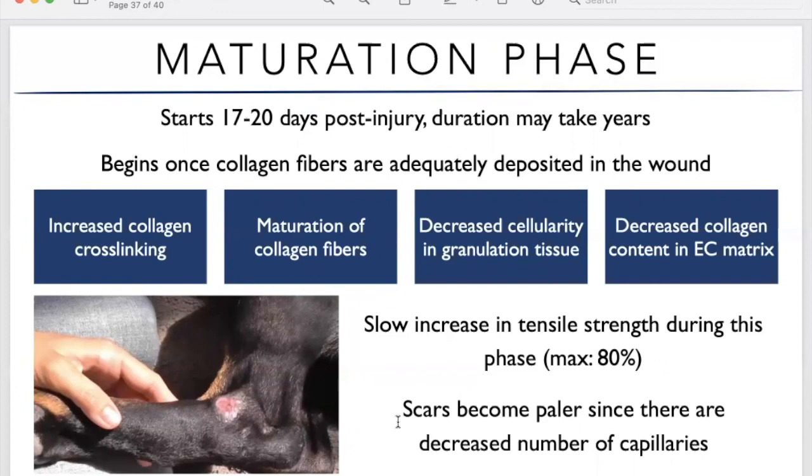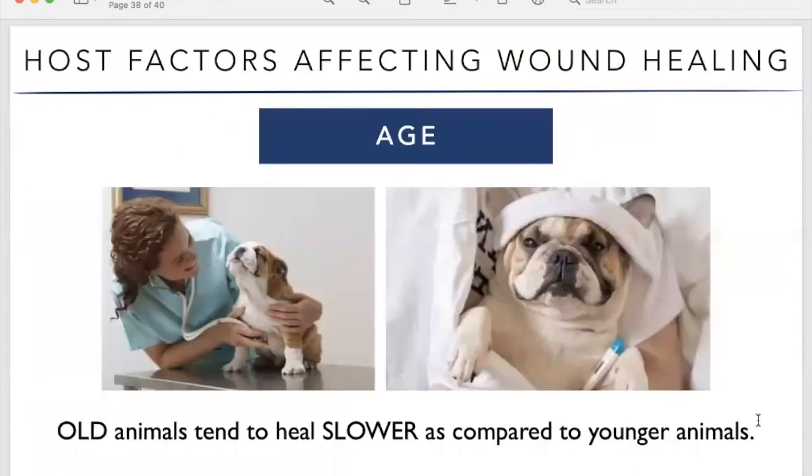It will do the job. It will remain as a barrier from infection. You'd see the wound would be closed, but the tensile strength of that skin would not be as strong as the skin itself, right? And scars become paler since, of course, there will be decreased number of capillaries, which will be more concentrated now into the dermis. Right?